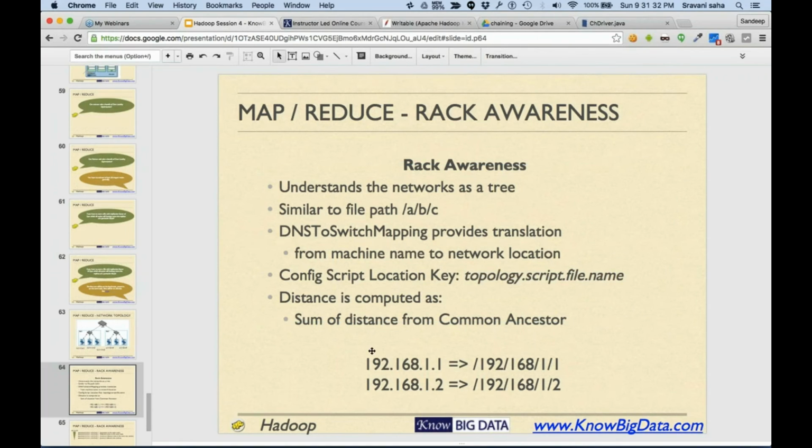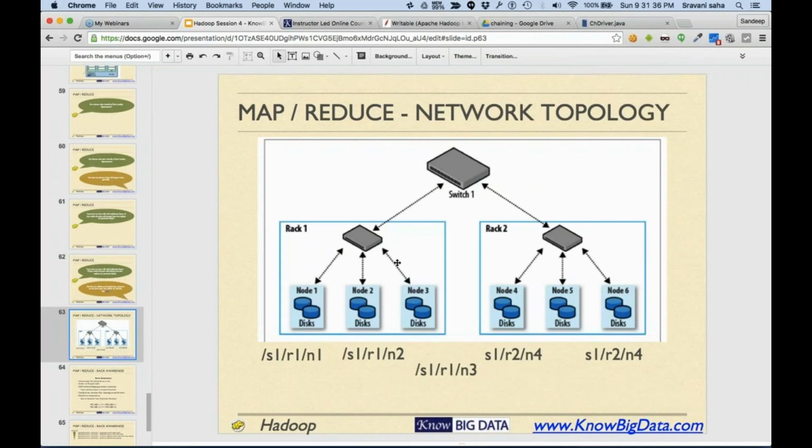Okay, and how does it compute the distance? It sums up the distance from the common ancestor. So who is the common ancestor of n1 and n2? It is r1, right? And how much is the distance of n1 and r1? 1. And n2 and r1 is 1. So 1 plus 1 is the distance between node 1 and node 2. So node 1 and node 2 are two distance away from each other.